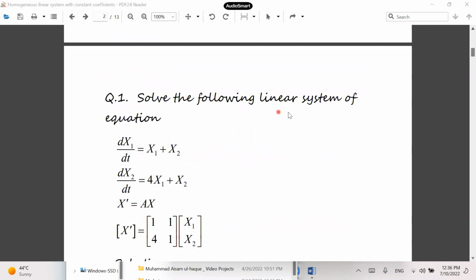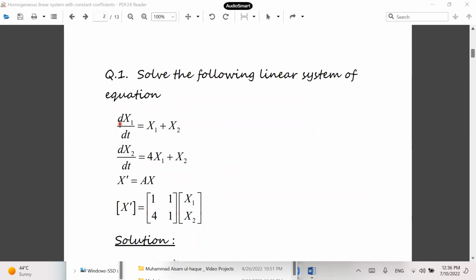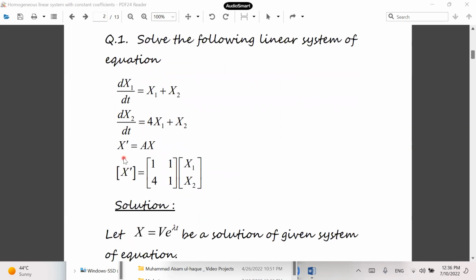Question number 1: solve the following linear system of equations. The equations are dx1/dt = x1 + x2 and dx2/dt = 4x1 + x2, where x' = Ax, and A is an n×n matrix. The elements of the A matrix are these coefficients.